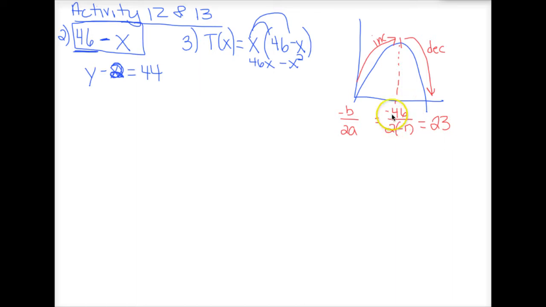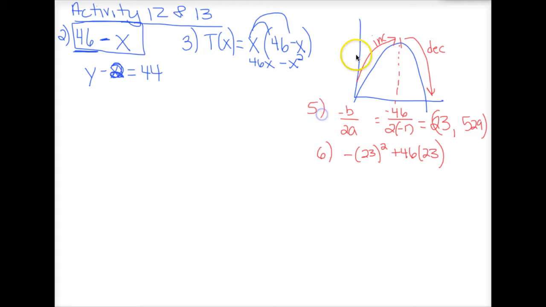And number 6 then asked you to find the vertex. We already needed to find the x-coordinate for increasing, decreasing, which is why this is the next question. To find the y-coordinate of the vertex, you should be plugging in your 23. So negative 23 squared plus 46 times 23, which is how I got my y-coordinate, which is 529. So vertex is at 23, 529. So that's my work here.